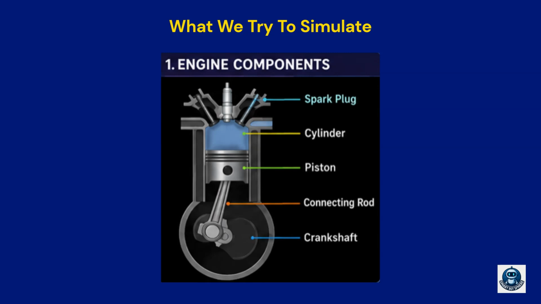Finally, we have the crankshaft. The crankshaft converts the piston's up and down movement into rotational movement. This rotational movement is ultimately transferred to the motorcycle wheel. Now that we understand the components, let's see how these parts work together during the engine cycle.